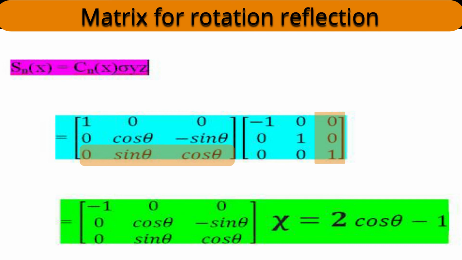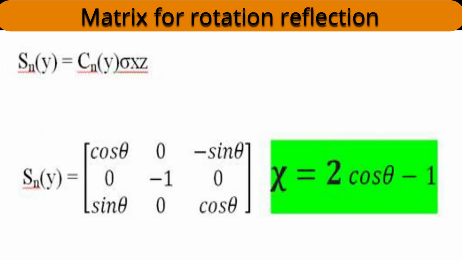Let us find the matrix directly for the rotoreflection operation where rotation is around the y-axis. How can we represent the expression to find it? There, C and Y means rotation operation around the y-axis followed by reflection through a plane perpendicular to the y-axis. Which plane is perpendicular to the y-axis? Yes, the xz plane. Therefore, sigma xz is represented.